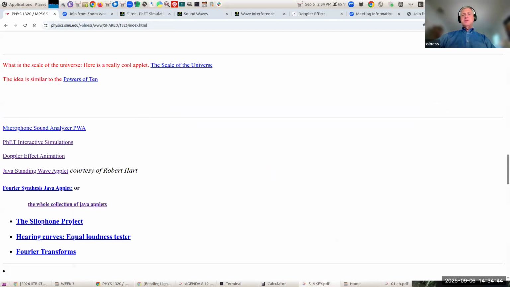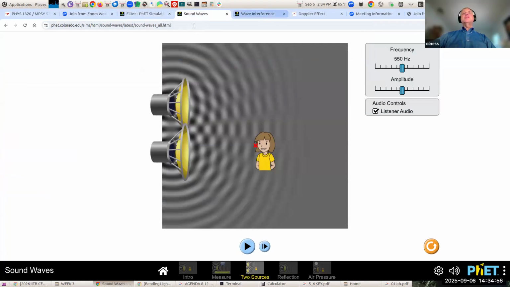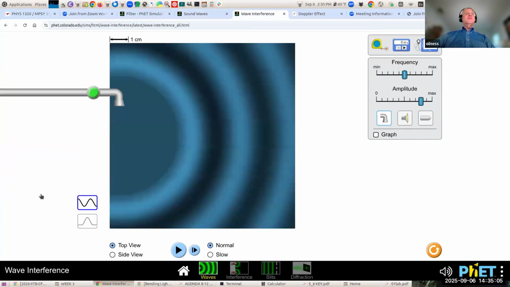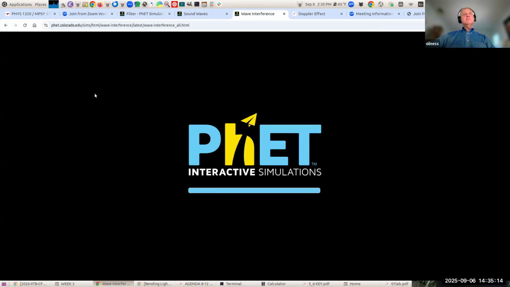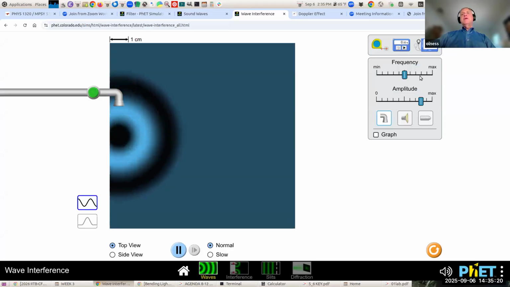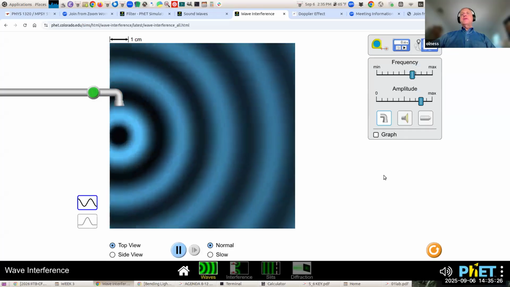Let me minimize that. That's reflection and refraction. The next two I want to do, again, are the Colorado demonstrations. The next thing I want to do is simple interference and diffraction. Interference is when you have two wave sources. For example, right here, I have water dripping. Let me reload this. So I have water dripping, and it just goes out in a circular pattern.